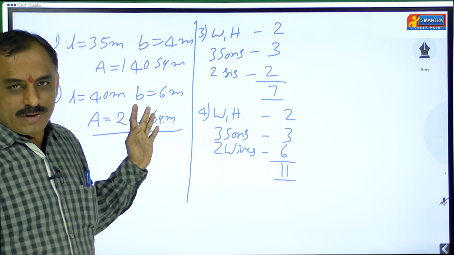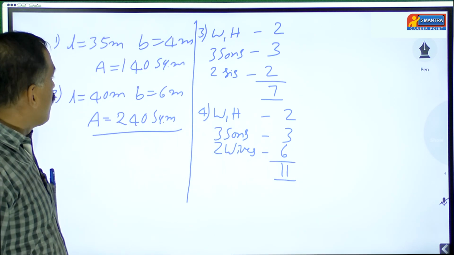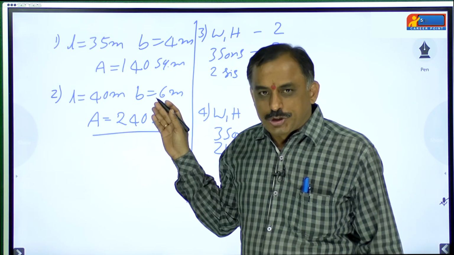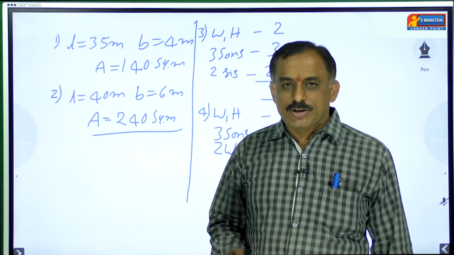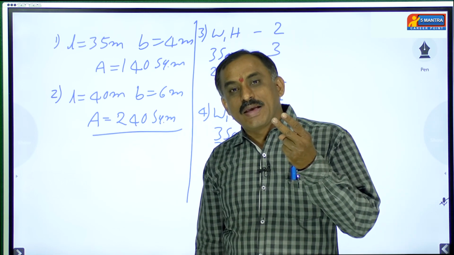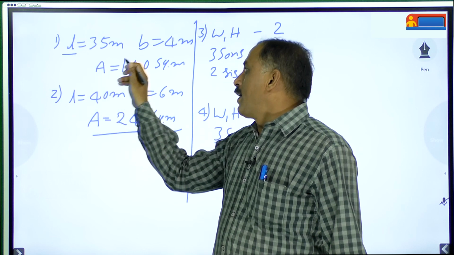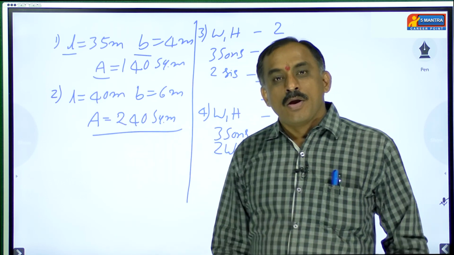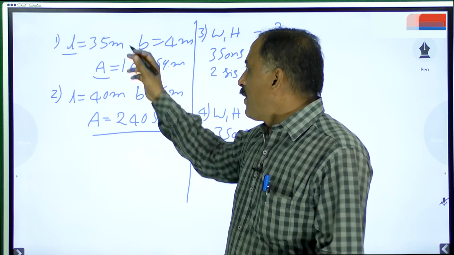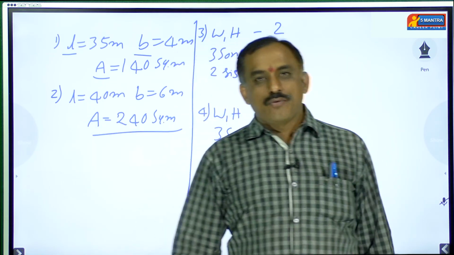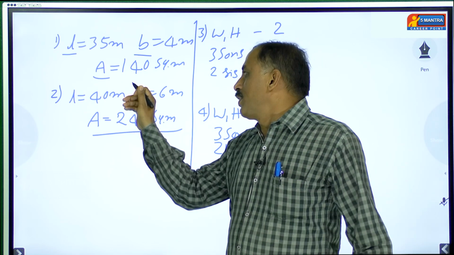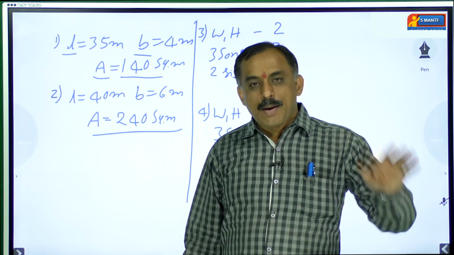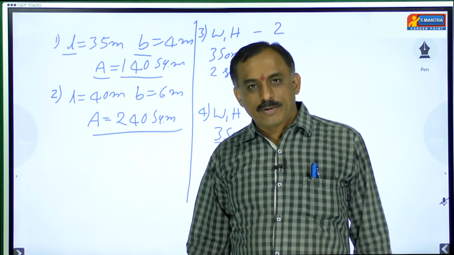Now you can see the 4 questions on our whiteboard. If you have computer knowledge, you can prepare one program for the first question. How many input values are there? Only 2 input values, L and B. Only one output value, that is area. Take L as 35 meter and B as 4 meter, then finally our output is 140 square meter. In the same program, take the second question values.